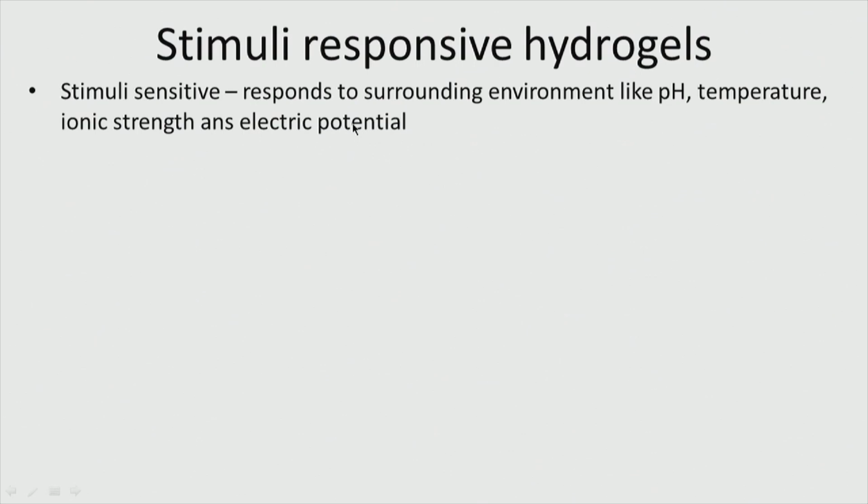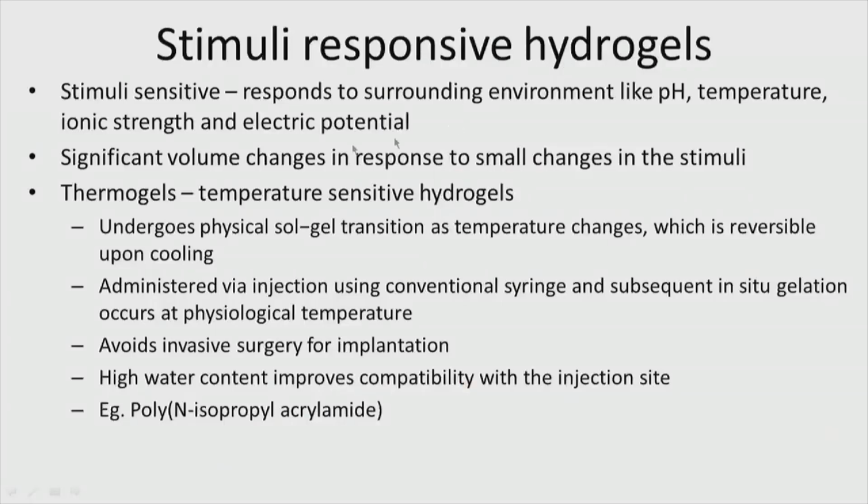So, significant volume changes in response to small changes in the stimuli. So, a small change in pH, and then we expect the volume change to be very large. Okay. Thermogels are temperature sensitive hydrogels. That means when there is a change in temperature, these hydrogels start releasing, say, drug or moisture. There is a physical sol-gel transition as temperature changes, which is reversible upon cooling.